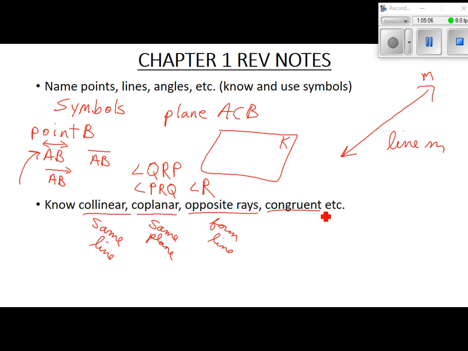Congruent, what's congruent mean? 2 words. Same measure. When I say same measure, because it could be same lengths if they're segments, same measures if they're angles or segments. Again, make sure this is a set of notes that's going to be in your binder.